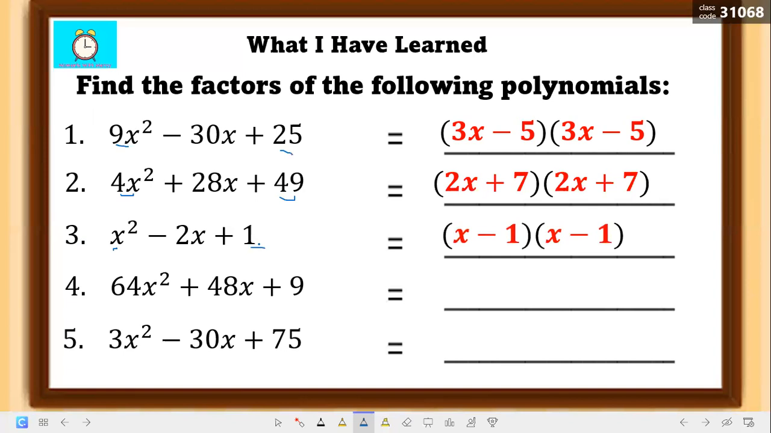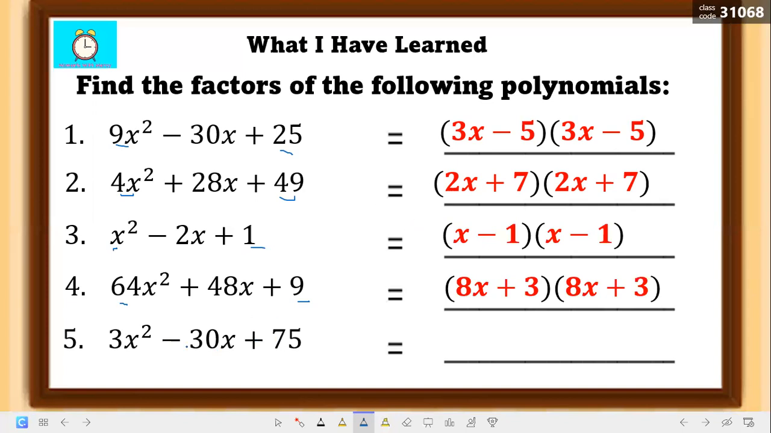Next, number 4. Yes. Can you give me, Johan? 8x plus. Ano yung square root of 9? 3 po. Then times 8x plus 3 po. Okay, very good. So, always remember since plus yan, plus plus. Okay? So, then, paano naman itong number 5? Ang tanong dyan, is it a perfect square trinomial? Yes or no? No po.